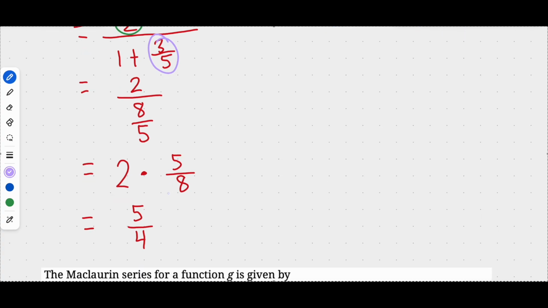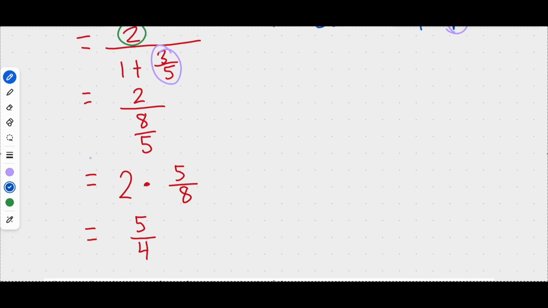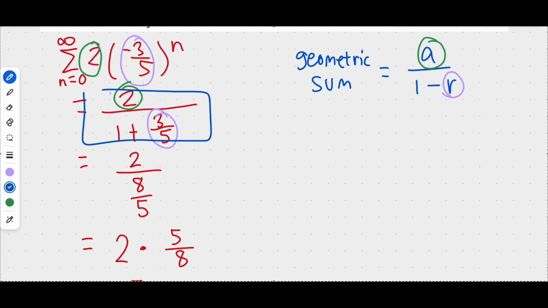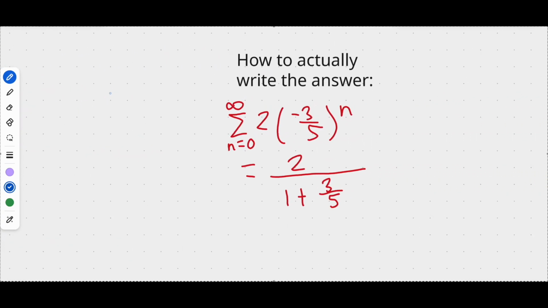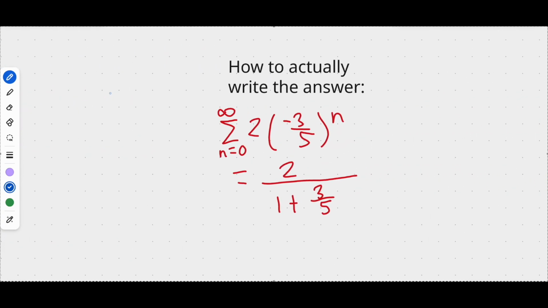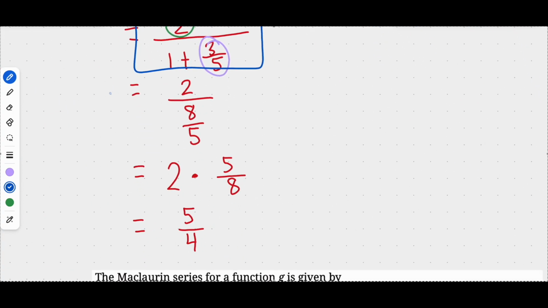You could simplify it, 5 over 4. But remember, you don't have to simplify it. No simplifying answers on the FRQs. This is how I would actually write my answer on the exam. Cool, on to part B.